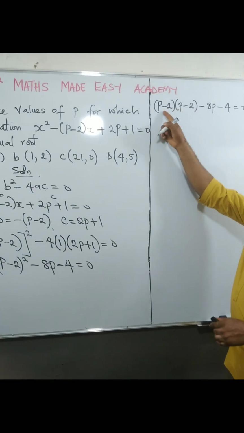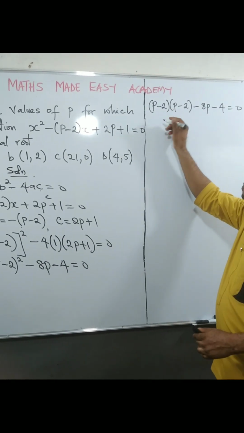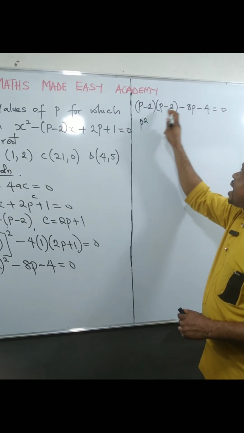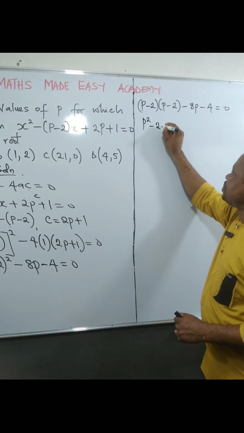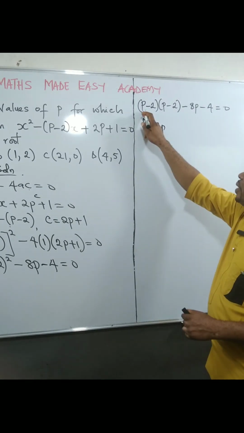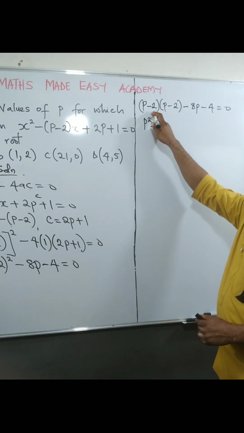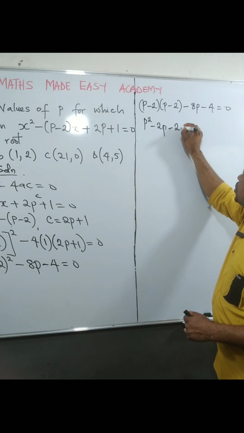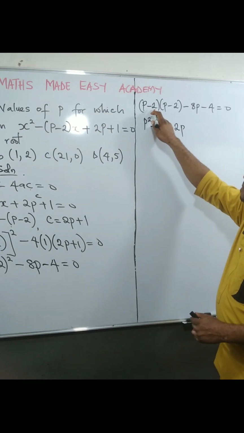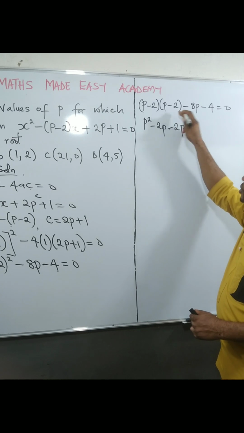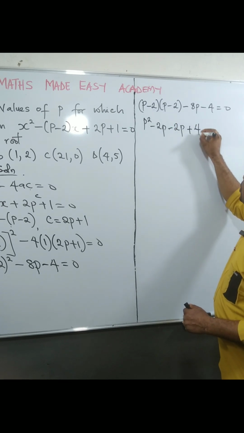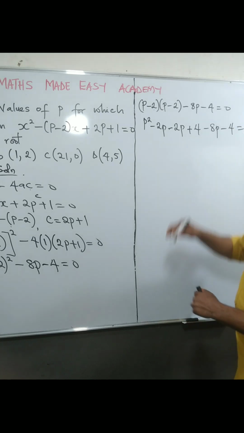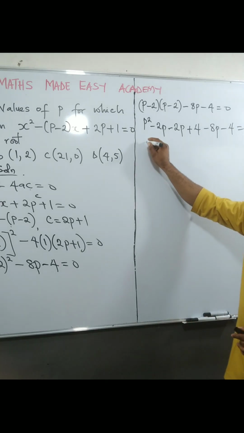Next thing is to open the bracket. p times p will give us p squared. p times minus 2 will give us minus 2p. Are you with me now? Then I'm done with this. Use minus 2 and also open the bracket. Minus 2 times p will give us minus 2p. Then finally minus 2 times minus 2 will give us plus 4. Then minus 8p, then minus 4. Everything should be equal to 0. Now if you continue, you have p squared.